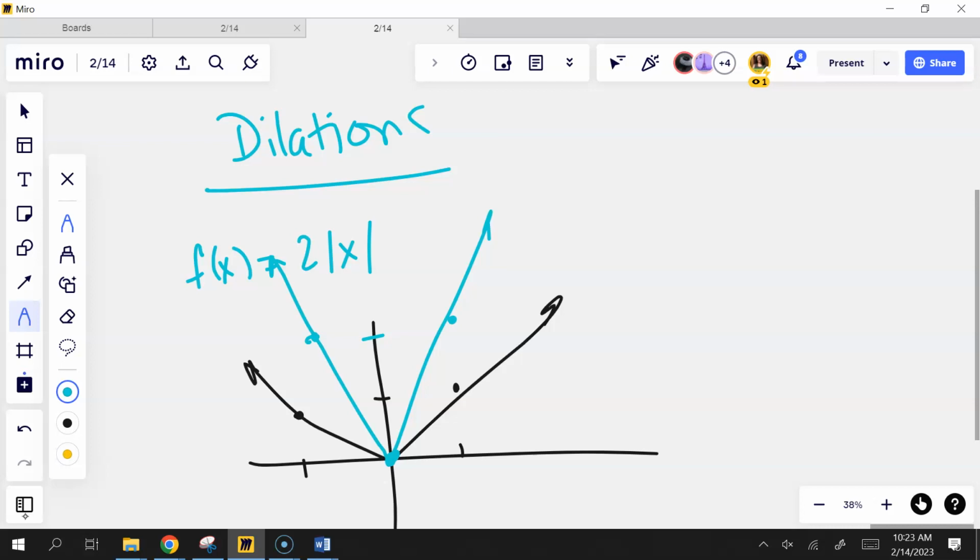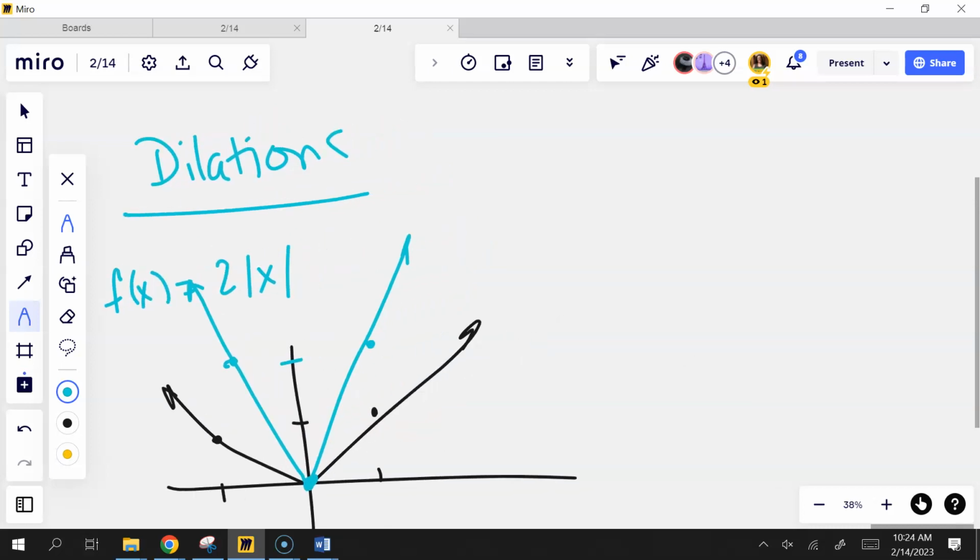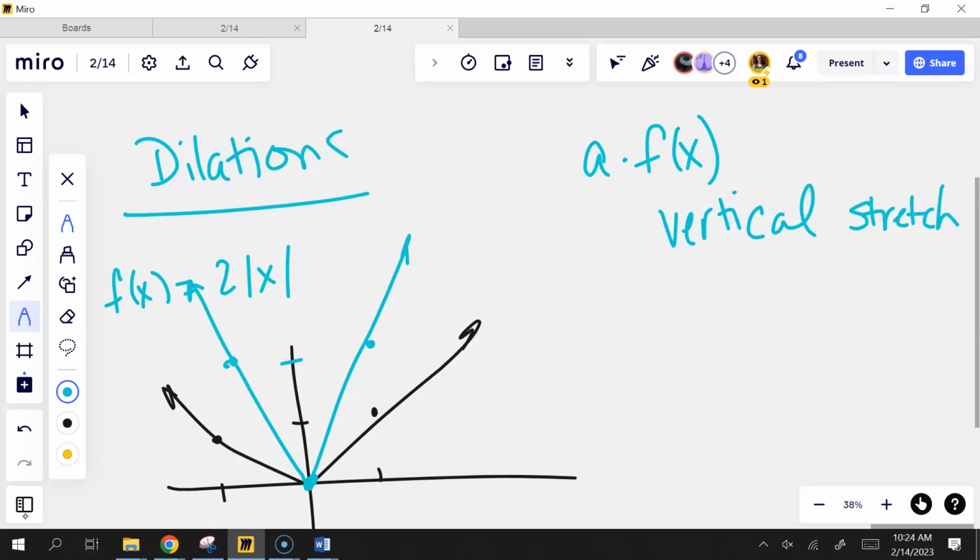Now, I want you to think about this for just a second. When you have a number in front of the entire equation, I called it a dilation, okay? And we see that this graph got skinnier. You agree with that? Okay. I'm going to call this a vertical dilation, but if I thought about it being vertical, I'm going to call this a vertical stretch. Would you understand why?